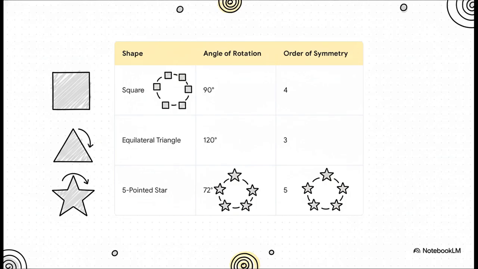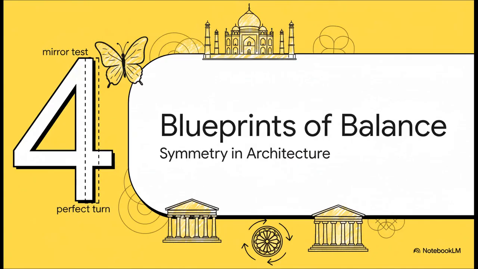So we say it has a rotational symmetry of order 4. For an equilateral triangle, it's a 120-degree turn, and you can do that 3 times. So its order is 3. The order is really just how many times an object looks the same during one full spin. Simple as that. So we've got the mirror test and the perfect turn, line and rotational symmetry.